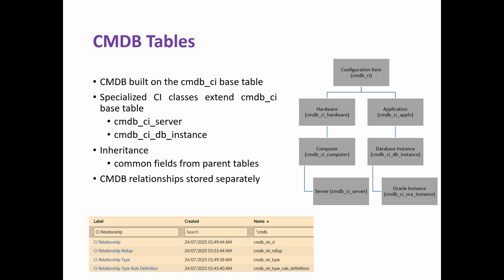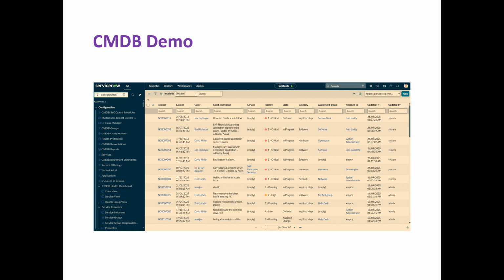Anyway, this table hierarchy ensures that all CIs share common attributes while allowing specific classes to have specialized fields. And we will see that. We will take an example of a Linux server and we'll see how that works. Now the relationships between CIs are stored in a relationship table, and we will look into that as well. Okay, so let's go down to ServiceNow and see how that works.